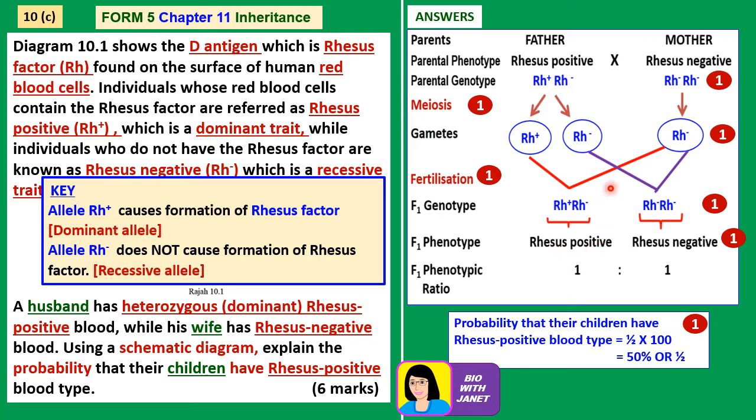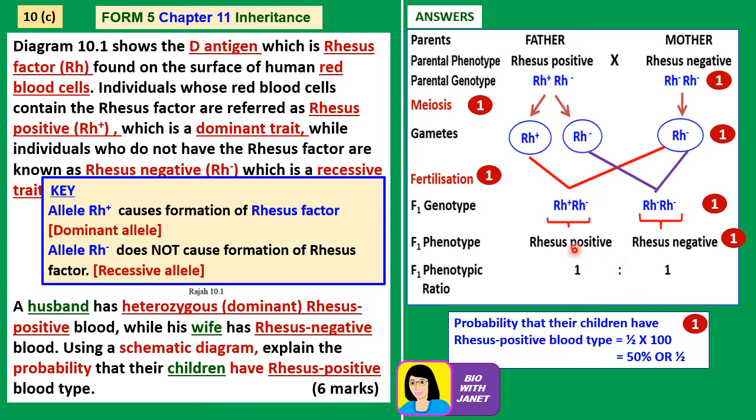Okay? Then the other possibility is this gamete with the Rh negative allele fuses with this gamete which also has the Rh negative allele. So you produce a child with the genotype Rh negative, Rh negative. So this child is homozygous recessive, has two recessive alleles, and he or she is Rhesus negative. Okay, that's the phenotype. Right.